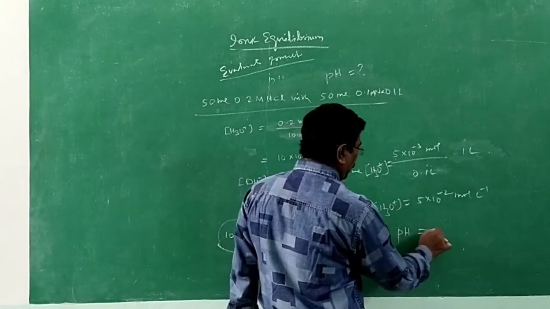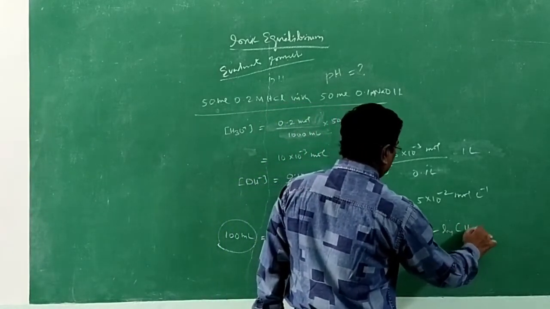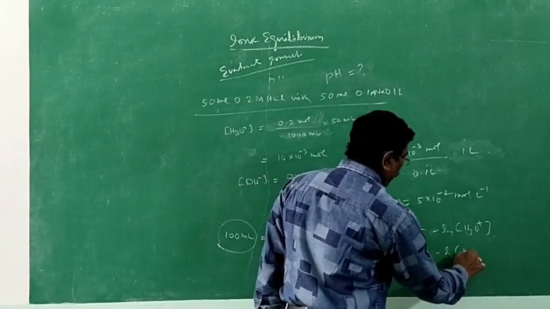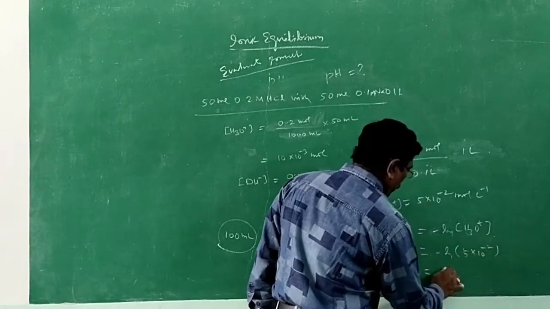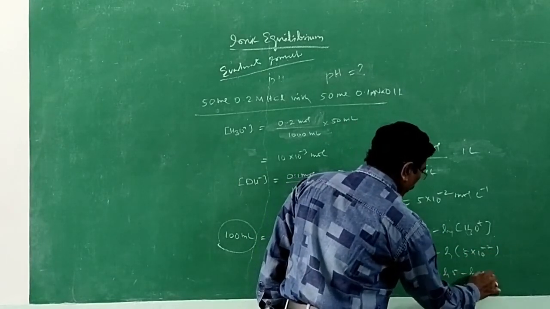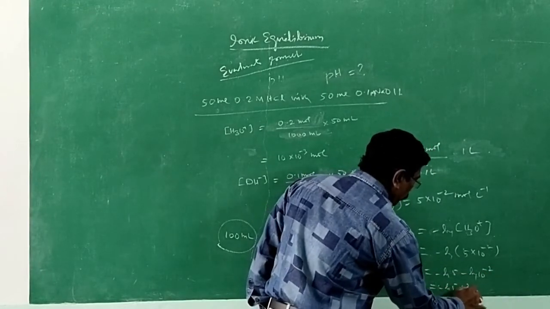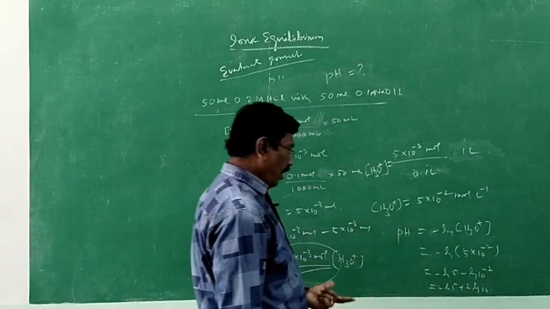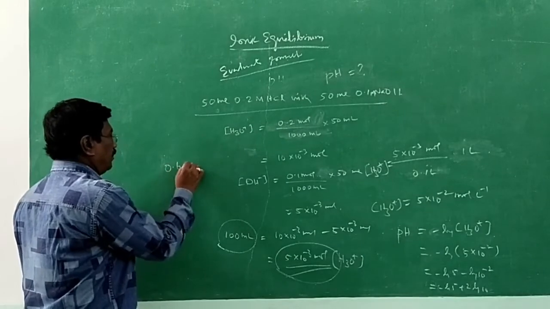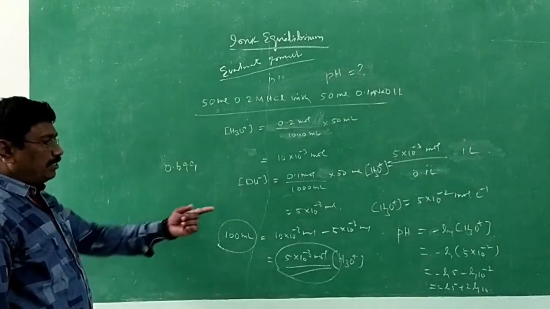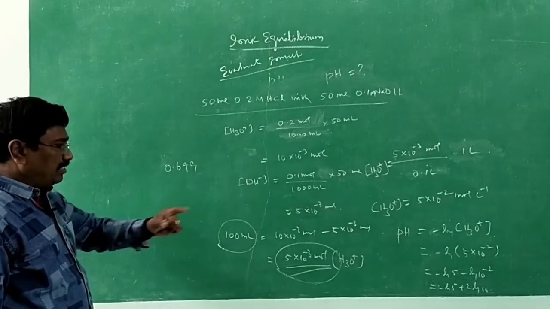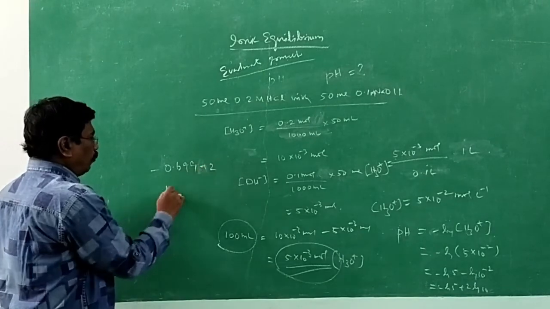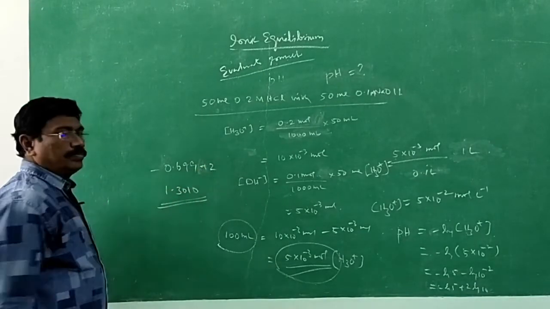So pH is equal to minus log hydronium ion concentration, which is equal to minus log 5 into 10 power minus 2, which is equal to minus log 5 minus log 10 power minus 2, which is equal to minus log 5 plus 2 log 10. 2 log 10 means 2. Log 5, I know the value of log 5. It is 0.699. This number I am familiar with. Minus 0.699 plus 2. Therefore, 1.3010. That is the pH.